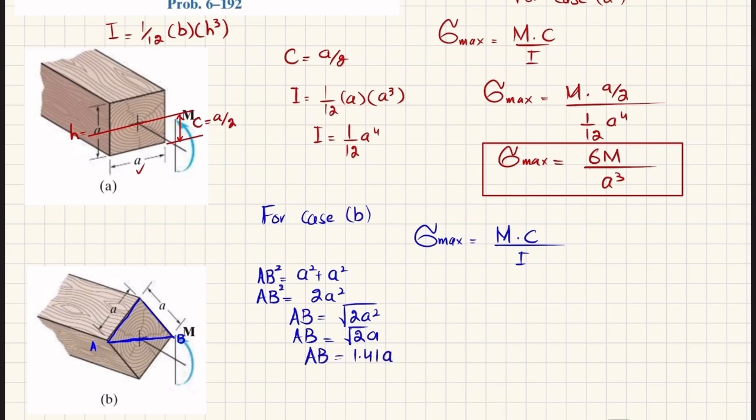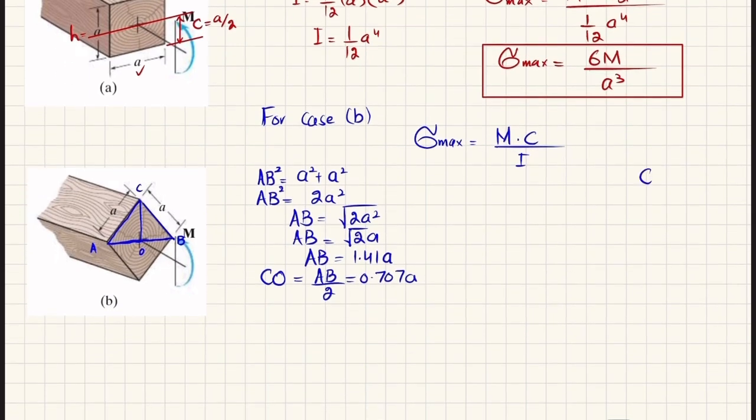And this AB will be equal to 1.41 times A, clear. If I draw a vertical line from this top, and this is point O and this is point C, CO is perpendicular. This is also the same as AB, so CO will be equal to AB divided by 2, which is equal to 0.707 times A, clear. Now CO is C, the maximum distance from the neutral axis to the topmost or bottommost.